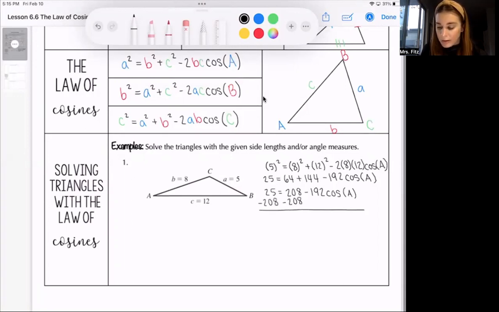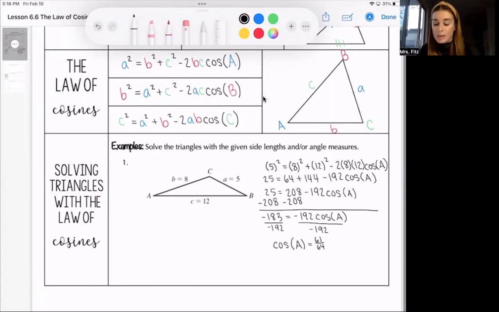So lots of algebra here. And then 25 minus 208, we get negative 183 equals negative 192 cosine of A. Okay, from here, we can go ahead and divide both sides by negative 192. I'm just going to reduce this for now, so we can leave it exact. So cosine of A equals, this reduces to 61 over 64.